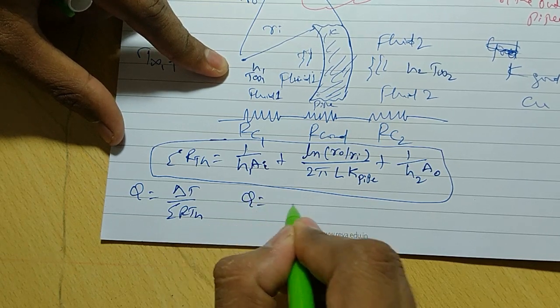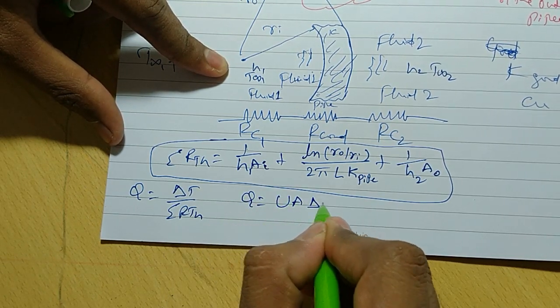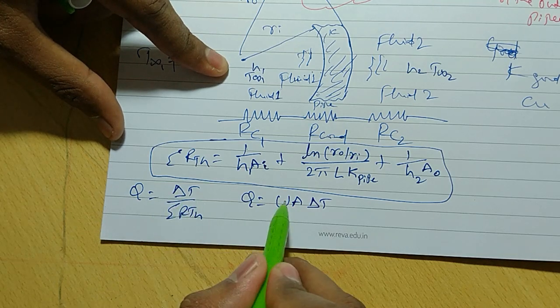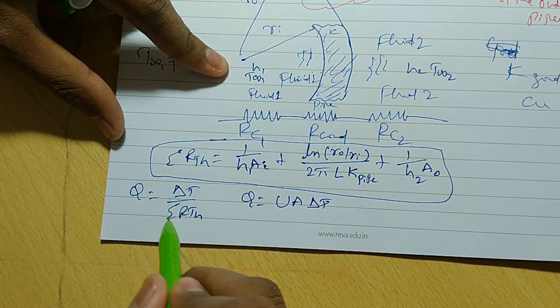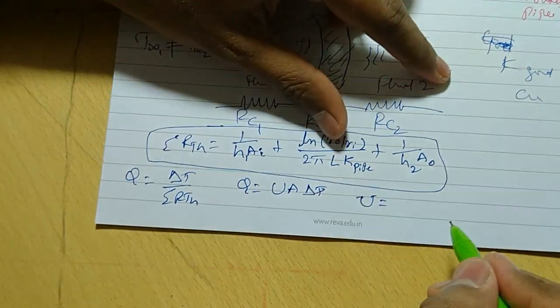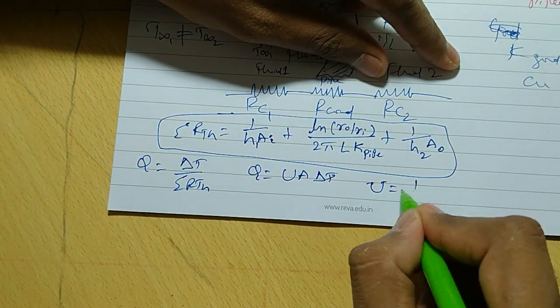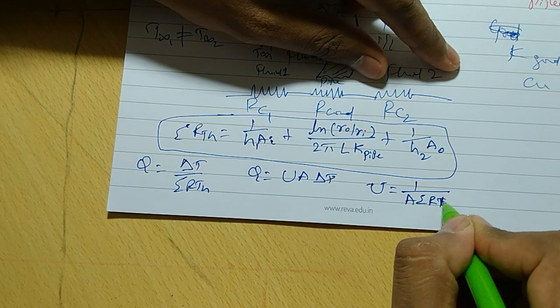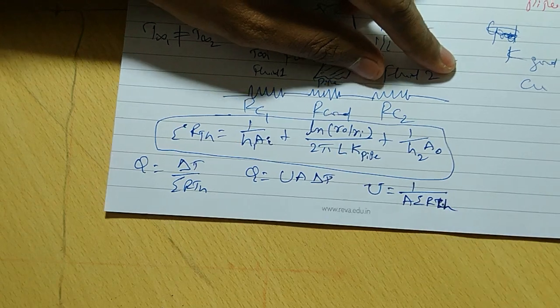Or Q is equal to U A into delta T. Now you compare these two equations. Comparing these two equations, the delta T will cancel. I will write U is the overall heat transfer coefficient. U is equal to 1 over A into sigma R_th.